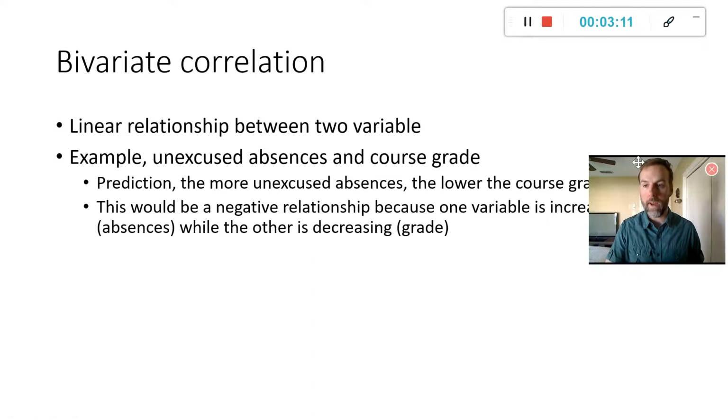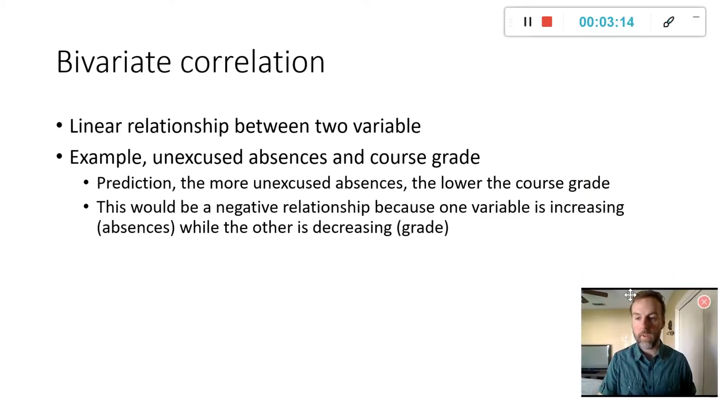So first up, bivariate correlation. This is Pearson's r, and it's the linear relationship between two variables, and we'll revisit all this after the example. The example is unexcused absences and course grade. And you would probably all predict that the more absences you had, especially in an undergraduate class, the lower your course grade. We would describe this as a negative relationship because the variables are changing in opposite directions. So the more absences, the lower your course grade. So one goes up, one goes down.